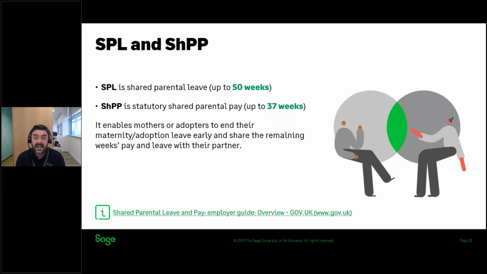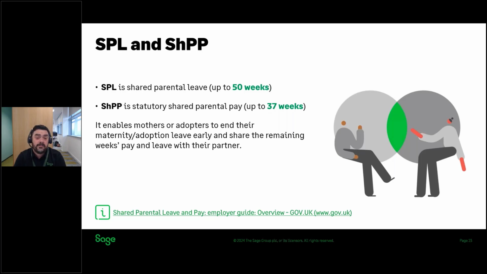It's usually less than that, and I'll explain why in a moment. And shared parental pay is the statutory payment that can be paid for up to 37 weeks. Now, it enables the mother or the main adopter to effectively end their maternity or adoption leave early, and then whatever entitlements are remaining from that leave can then be shared with their partner.